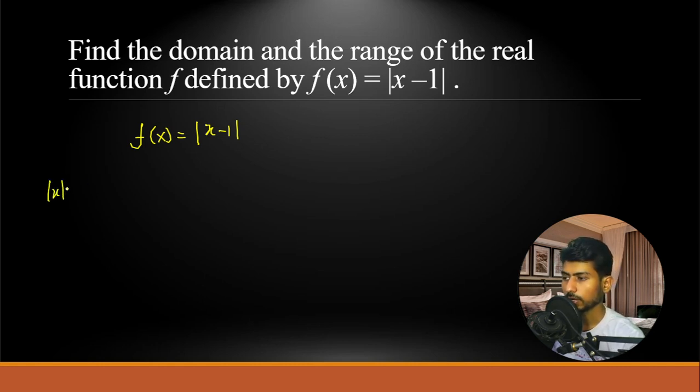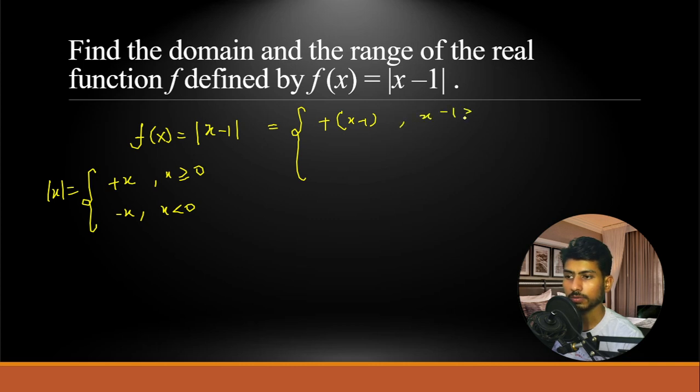Basically a mod function gives you two values: positive x when x is greater than 0, negative x when x is less than 0. So can I use this for defining this function? Can I say that it will be positive of x minus 1 when x minus 1 is greater than 0, that is, when x is greater than 1, right? And negative of x minus 1 when x is less than 1. So f(x) is equal to mod of x minus 1.